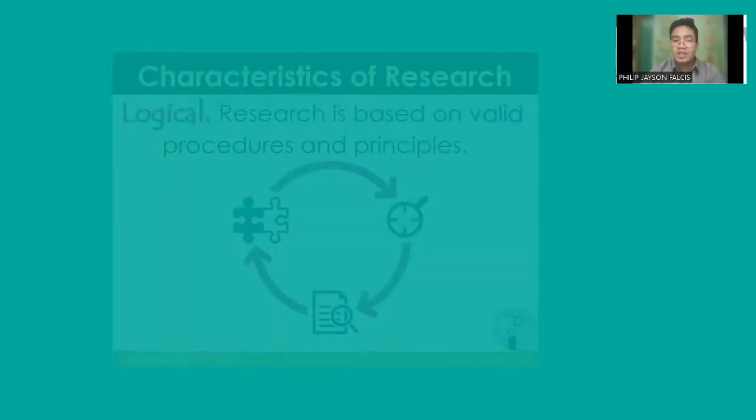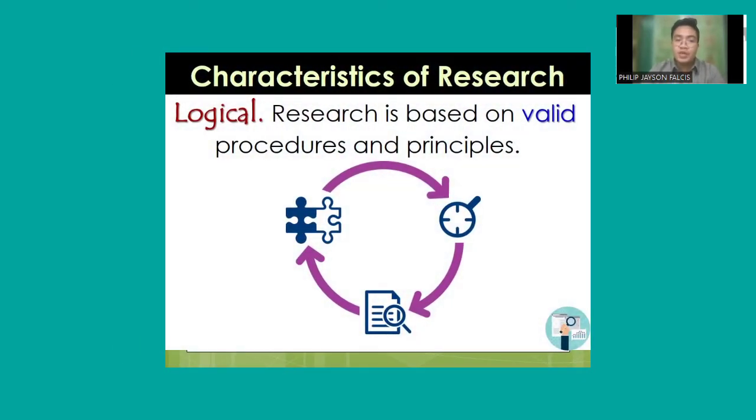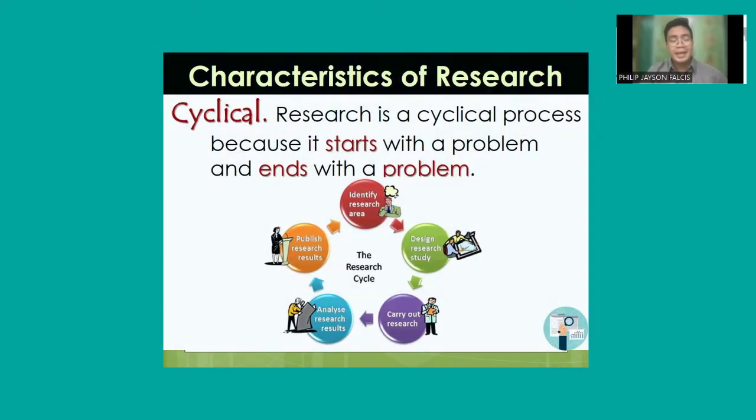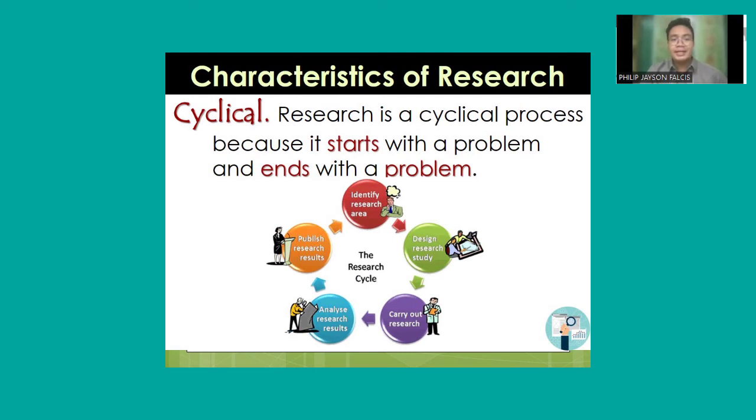It should also be logical. When we say logical, research is based on valid procedures and principles. So it should be valid when it comes to procedures and principles. Then it should be cyclical, or research is a cyclical process because it starts with a problem and ends with a problem, just like what we have explained earlier.